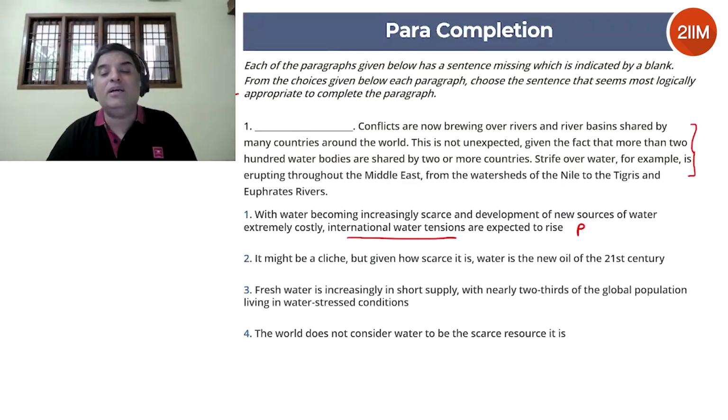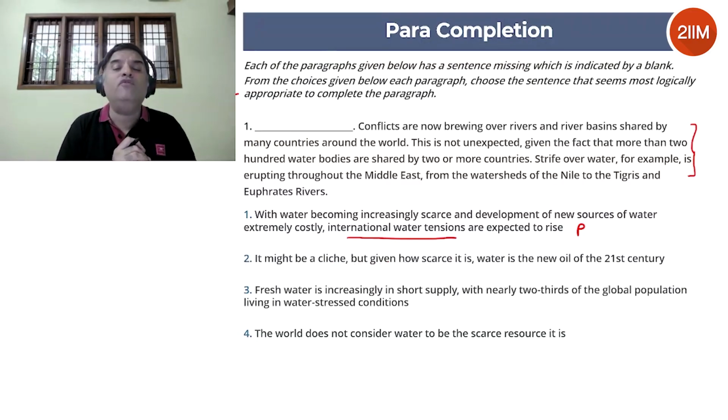It says, might be a cliche, but given how scarce it is, water is the new oil of the 21st century, indicating that water is very crucial. It's a very crucial resource, right? Whenever they say something is the new oil, that means it's a very crucial resource, very much sought after. So because it's scarce, water is much sought after and it's as valuable as oil in the 21st century. Fair enough, it might fit.